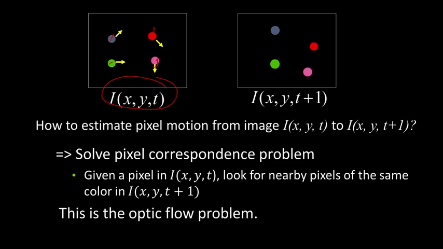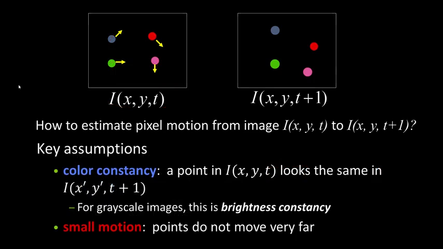In particular, we're going to have to look at two words. One is this notion of nearby, and we have to look at what we mean by the same color. What we want to do is look at these terms, nearby and same color, a little more carefully. So we have two key assumptions, this notion of the same color and nearby. The same color is referred to here as color constancy.